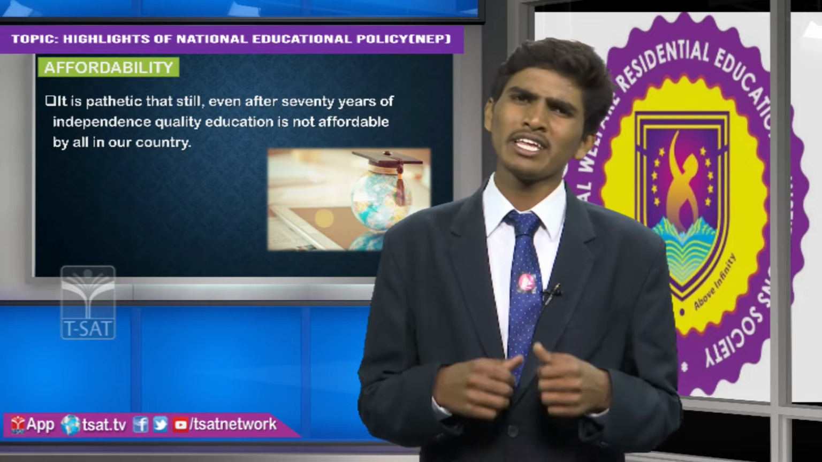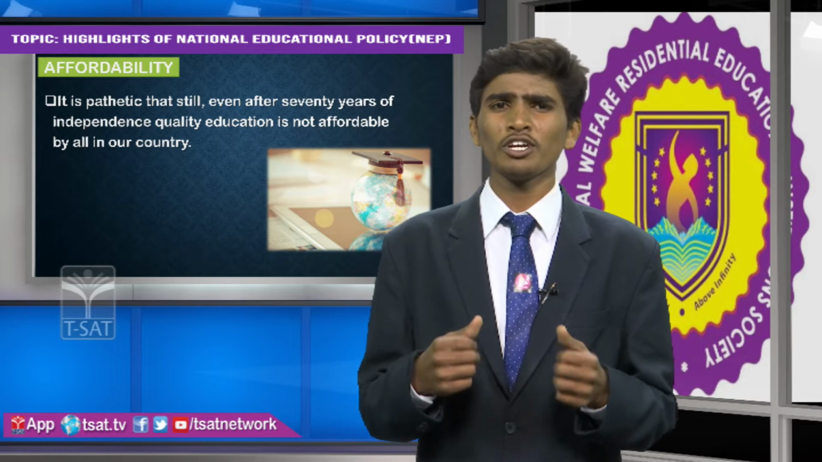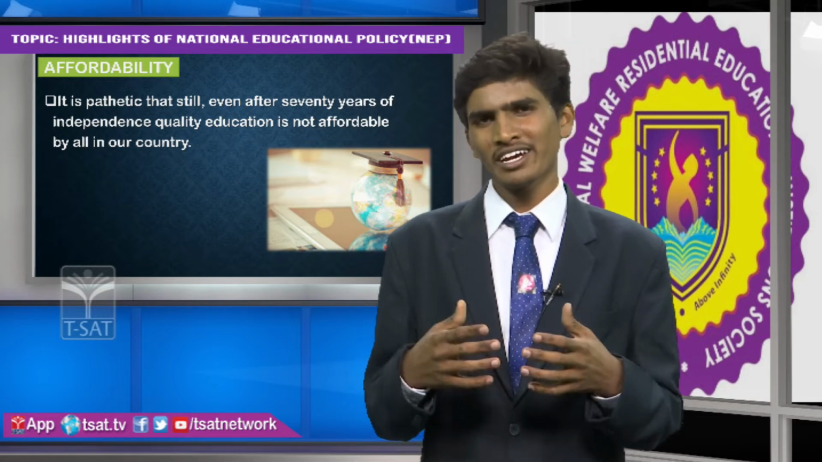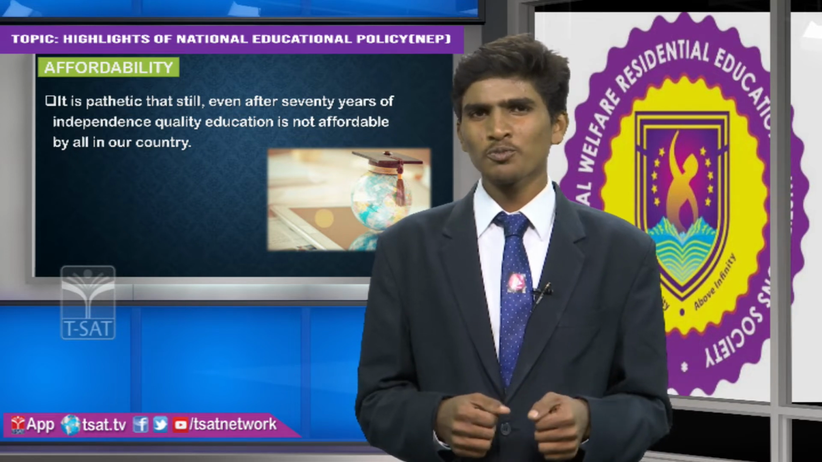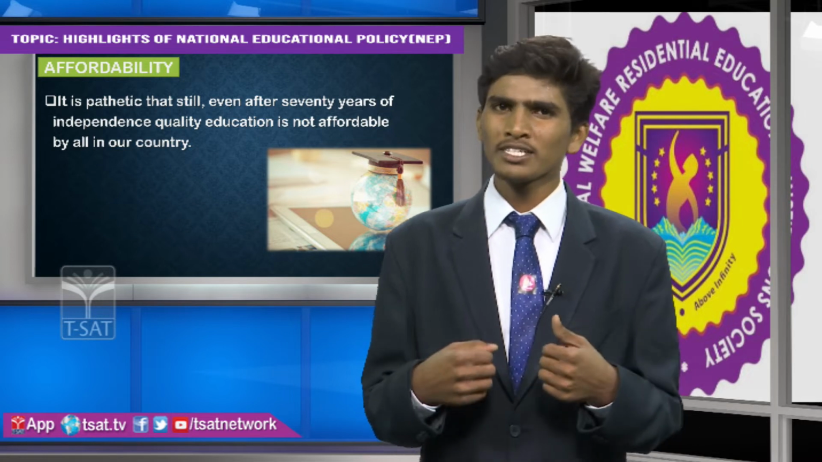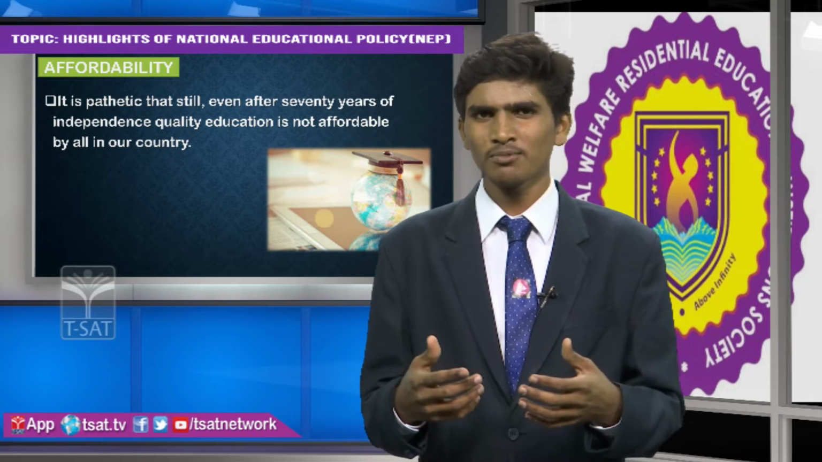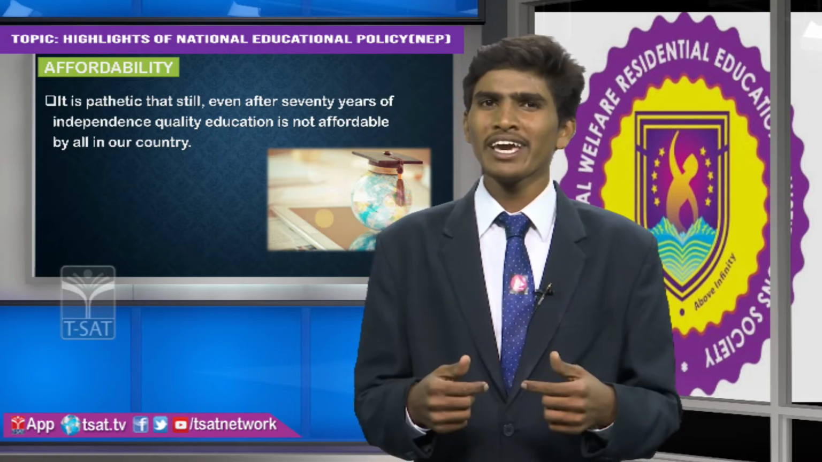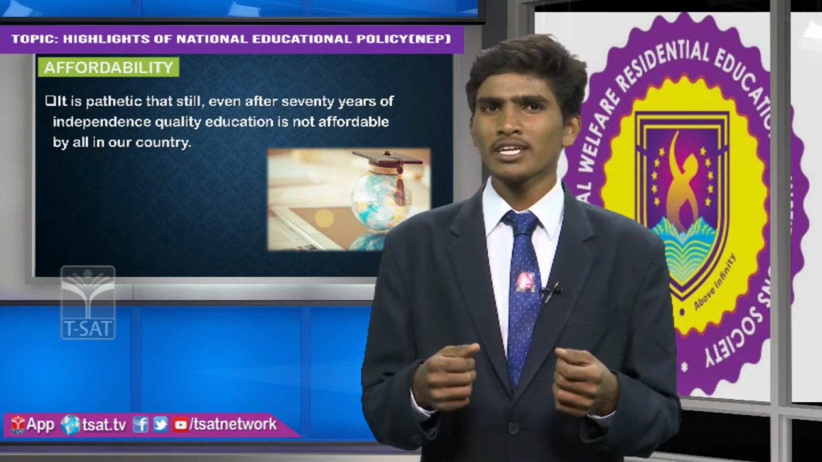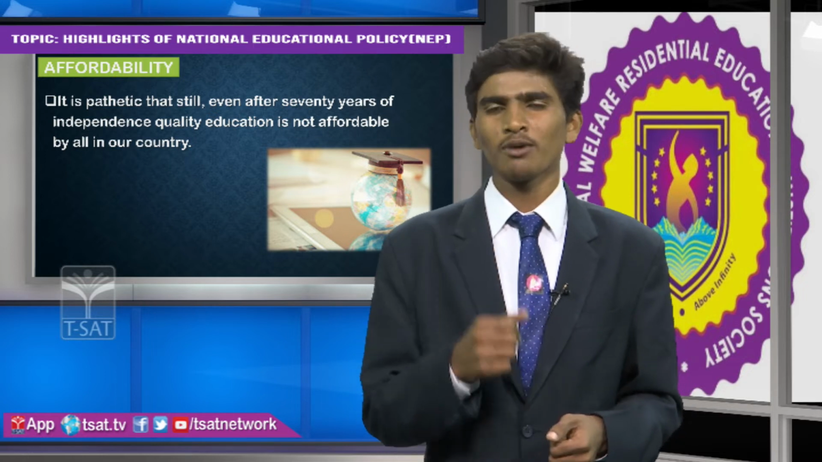Affordability is a very sad thing, friends. Why? Because even after 70 years of independence, quality education is not affordable by all in our country. Education should be affordable. The nation should give education as free education for us. It should not be a business or a profitable activity. It should be a service. So they should provide education as a universal service. This is known as affordability.